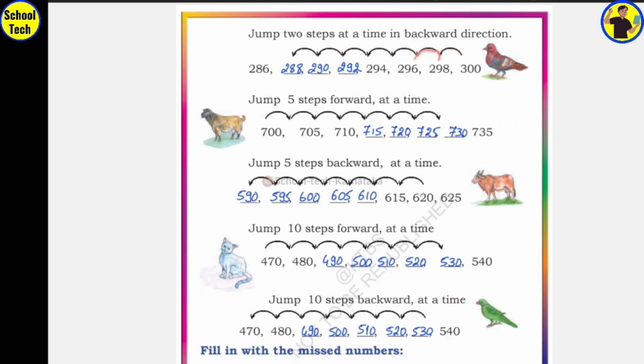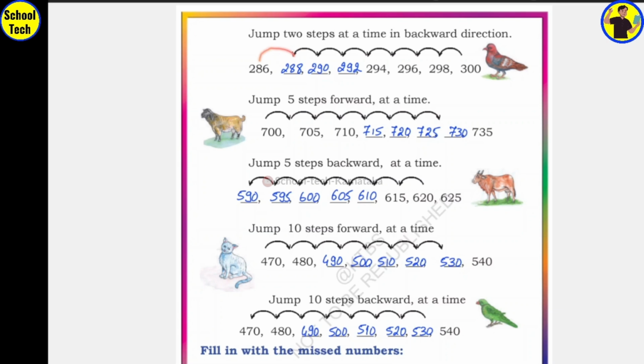298 minus 2, 296. 296 minus 2, 294. 294 minus 2, 292. 292 minus 2, 290. 290 minus 2, 288.